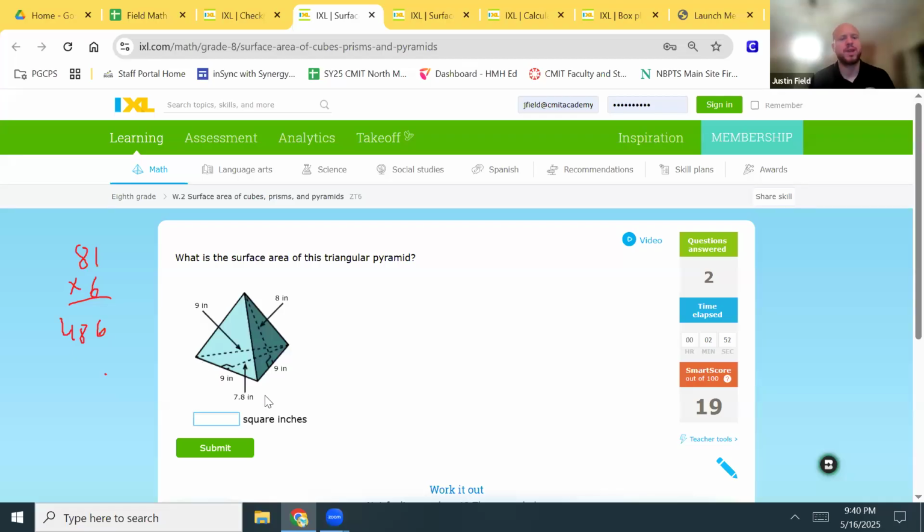All right. Now here we have a triangular pyramid. But we're still thinking about the different faces. So the bottom is a triangle that has a base of 9 and a height of 7.8. So the bottom is 1/2 base times height.